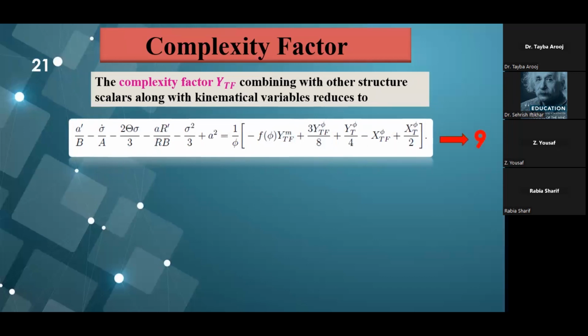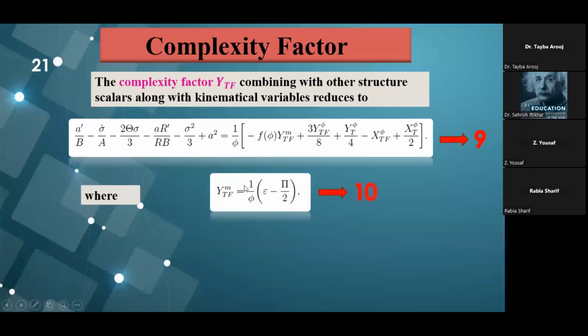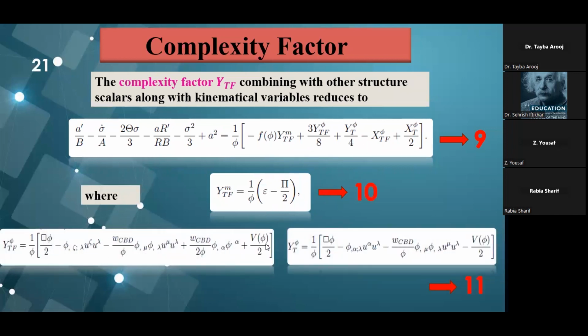Now this is YTF M, and if I combine it with other structure variables, for example, A is for acceleration, sigma the shear tensor, theta the expansion scalar, then we get the YTF in a specific way given over here, where YTF matter is equal to epsilon minus pi by 2. And what is YTF phi? YTF phi is here, and it is actually dependent on phi and other terms. So this part is due to general relativity, and the other part is due to CBD theory.